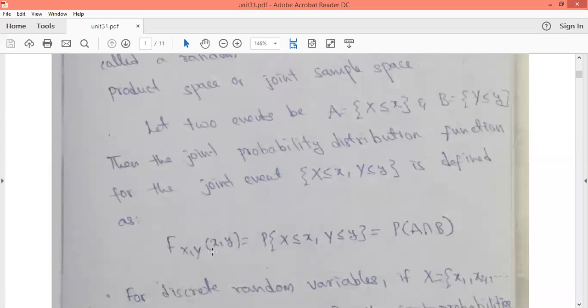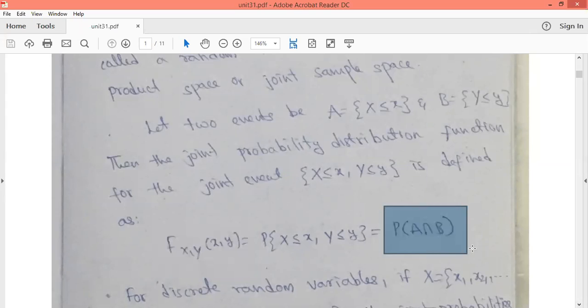So how do we define it? Capital F_XY of x comma y is equal to the probability of X less than or equal to x, Y less than or equal to y. Since it is joint, joint means intersection. So we are checking for the common occurrence of these two events. X less than or equal to x is nothing but A, and Y less than or equal to y is nothing but B. So this joint probability distribution function is nothing but the probability of A intersection B.